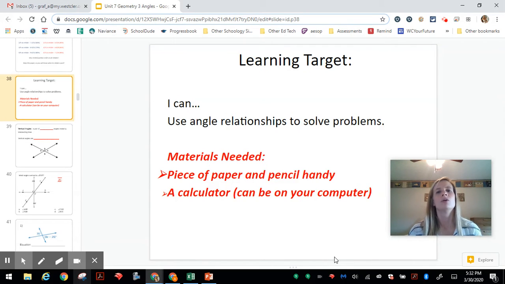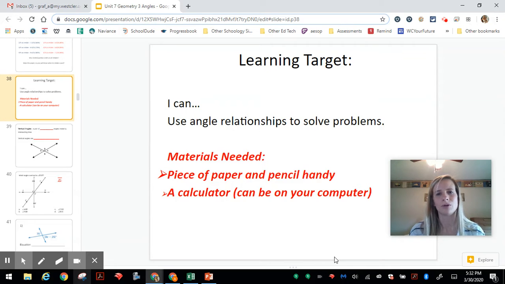So right now, you need to make sure you have your notebook handy, or if you don't have your notebook, have a piece of paper and a pencil. And you will need a calculator. If you don't have a calculator, that's okay. You can use the calculator on the computer. You can use your phone, whatever you have handy to solve some of these problems.